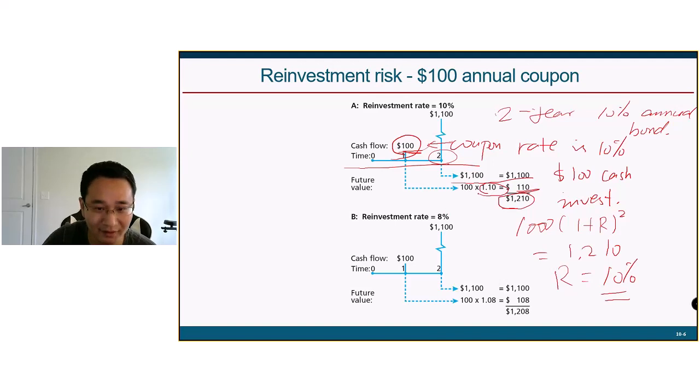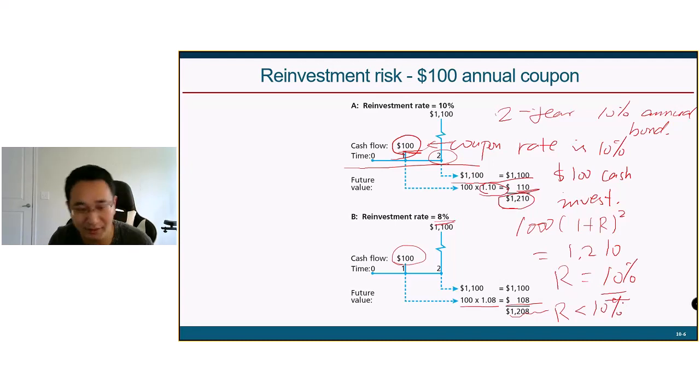Another scenario is if you receive $100 1 year later. However, the interest rate environment is not that favorable. You get only 8%. So with your $100, you can get only 8%. That's why you have 108. And then you have this. This is less than 1,210, right? So that's why your R here will be less than 10%. So this is reinvestment risk.